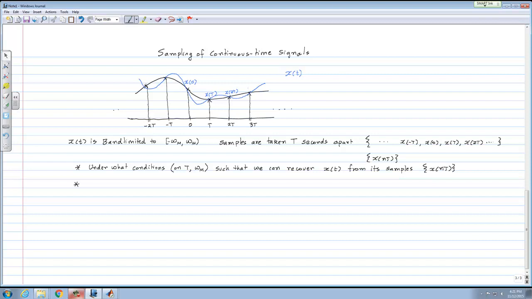If I make T too large, that means I am losing too much information. At some point I will not be able to recover my x of t back. Clearly when I make T smaller and smaller, it gets better, but it turns out there is a threshold. If T is larger than some threshold, you cannot recover x of t back. But as long as T is smaller than that threshold, you will be able to recover x of t back. Does that make sense?